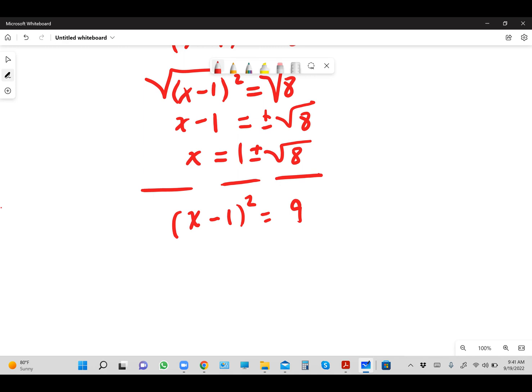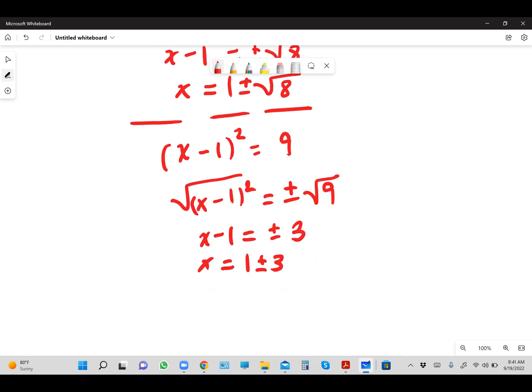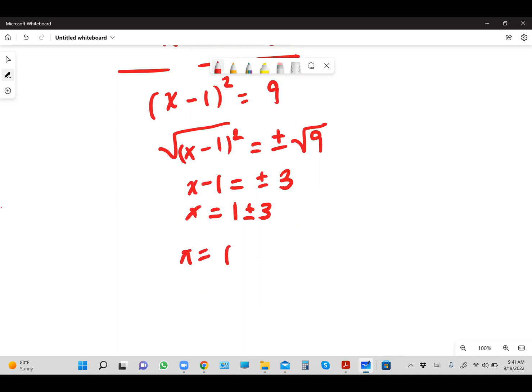Like you suggested before, to expand it, but there's no reason to expand it. We could just write the square root of (x minus 1) squared, right? Equals plus or minus the square root of 9. So that's x minus 1 equals plus or minus 3. So x equals 1 plus or minus 3. So now we can just write x equals 4 and x equals negative 2. Because 1 minus 3 is, does that make sense?